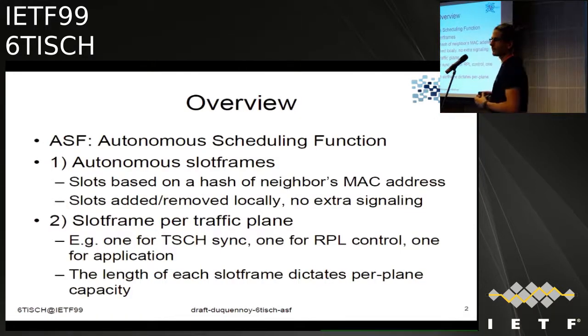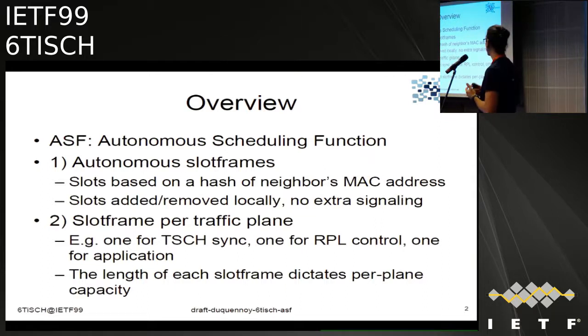What we are proposing is a scheduling function called ASF, which stands for Autonomous Scheduling Function, where you have two main concepts. The first one is that you have autonomous slotframes, or slotframes with autonomous cells in them, which means that in the slotframe, you have cells that are self-maintained locally by the node, only by the knowledge of the neighborhood. So the basic idea is that as a node, you know your neighborhood and you know the MAC addresses of your neighbors, and you're going to hash the MAC address to find out a slot and channel offset deterministically to communicate with that node.